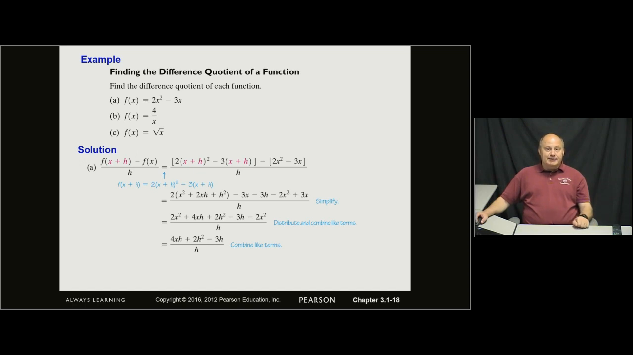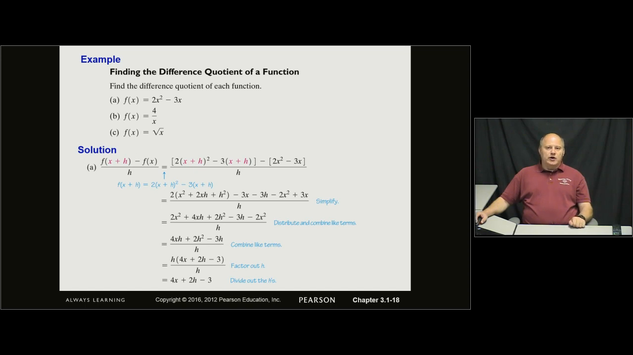Do you see a common theme between those three terms? They all have an h in them. So I'm going to factor out the h. This is where it's legal to cancel, because h is being multiplied by something on top. So you can cancel them out. When those are gone, you end up with 4x plus 2h minus 3. You can't simplify any further. There are no more like terms, so that's when you know you're done.